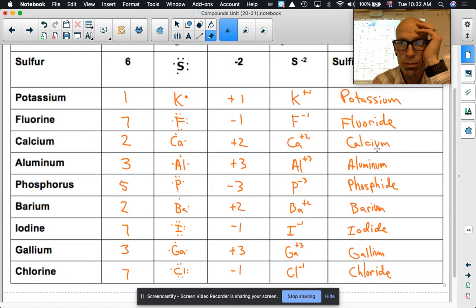Calcium is positive, stays as calcium. Aluminum is positive, stays as aluminum. Phosphorus is negative, so the suffix changes to "ide," but again, we're losing the whole "-us." It's not phosphoride, it's phosphide. Now, most of these are just 2 syllables after you've dropped the suffix to add "ide." Most of them are just 2 syllables. Most. There are some exceptions.